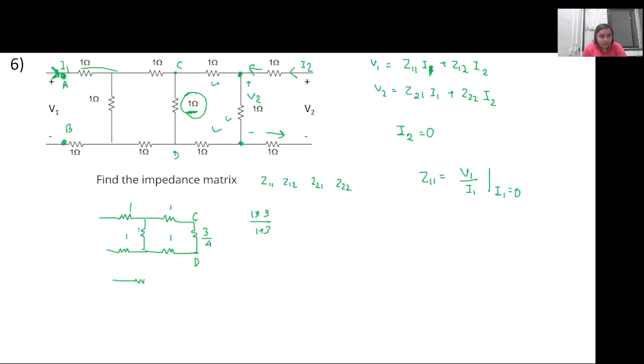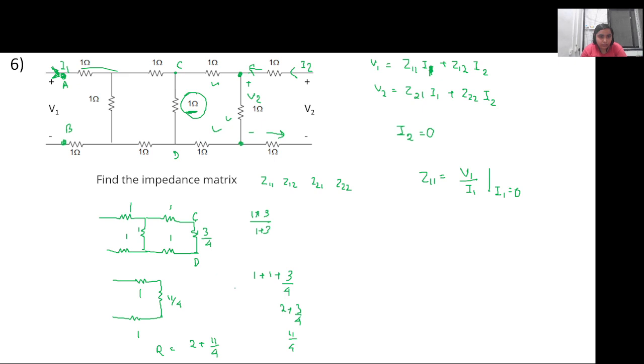Now if we re-simplify this circuit, again there are these series connected resistances, 1 plus 1 plus 3 by 4. So this is 2 plus 3 by 4, or 11 by 4. This is 11 by 4. This is 1 and 1. So the net resistance will be equal to 2 plus 11 by 4.